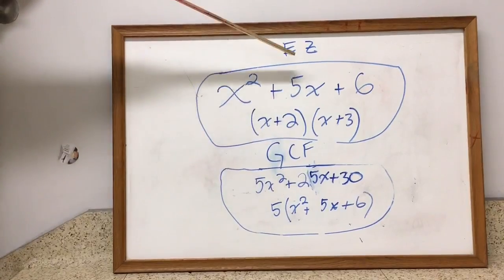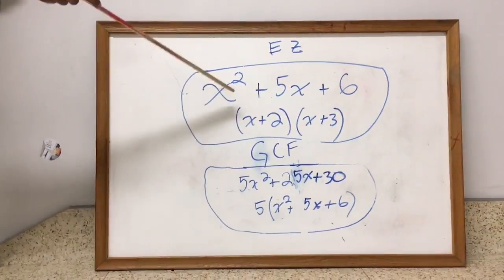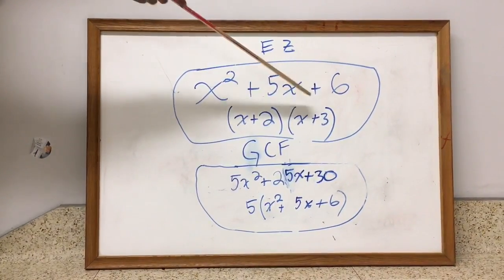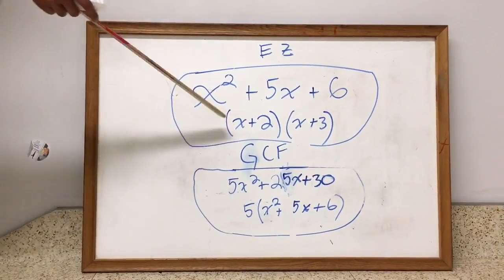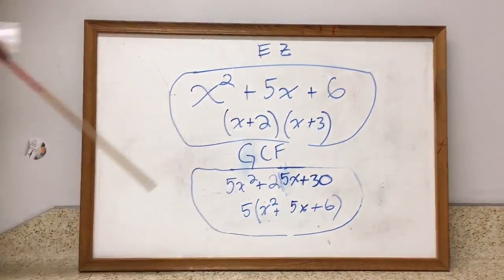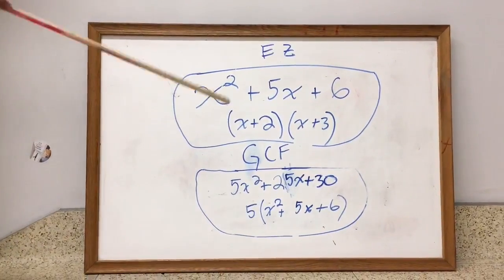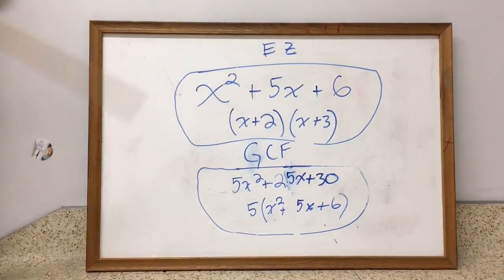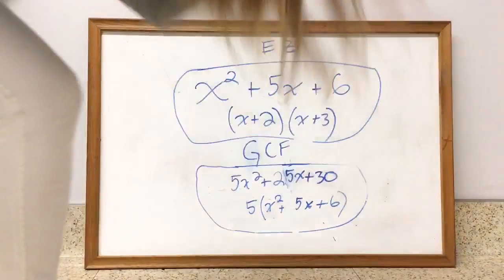Okay, so this is the easy problem. The problem is x squared plus 5x plus 6, and that equals (x plus 2)(x plus 3). That's the whole problem, because it's easy.